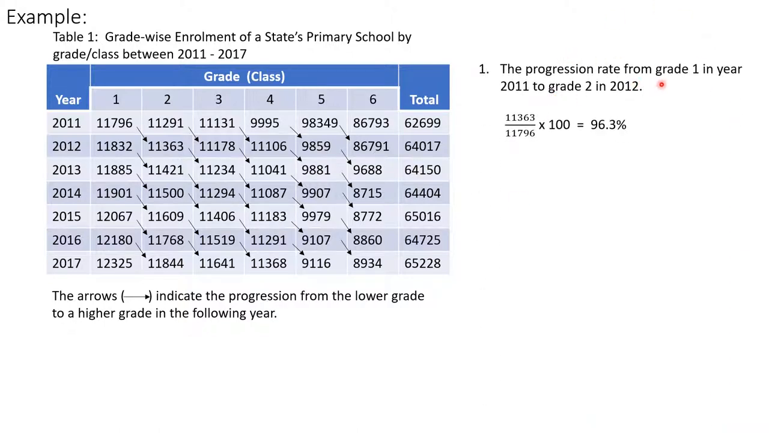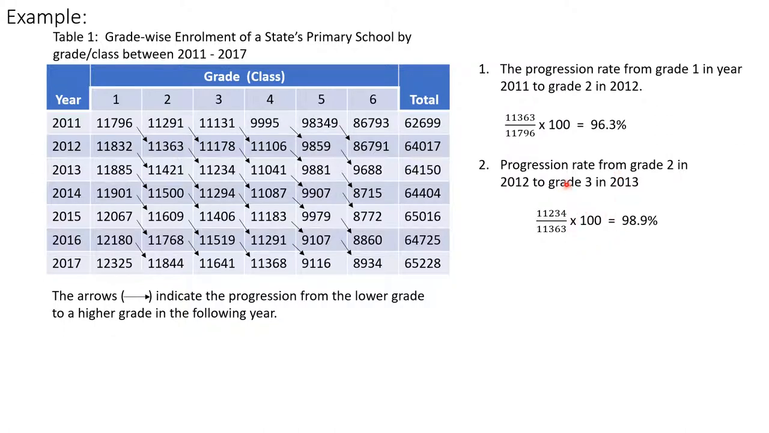So the progression rate from grade 1 in year 2011 to grade 2 in year 2012. How will you calculate it? Grade 1 to grade 2, 2012. So you'd pick this 11,363 over 11,796, times 100, and you will get this. That is how you calculate for all of them. You need to go through all of them. Then from here, if you get to this level, you pick this over this, you get what you need, because from this year, these are the number that graduated and so on. So once you do that, you'll be able to get the progression rate.